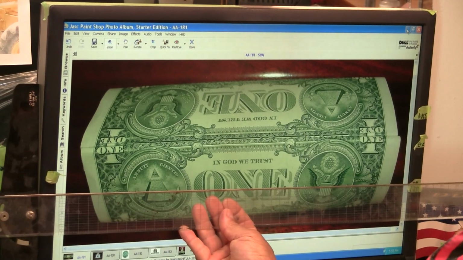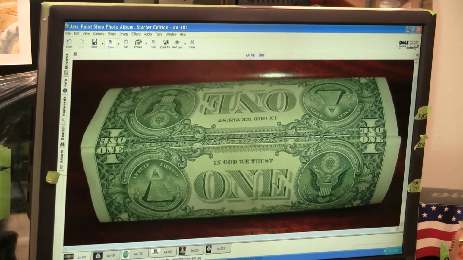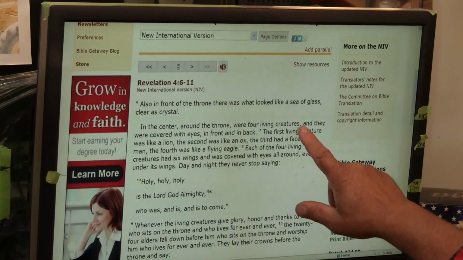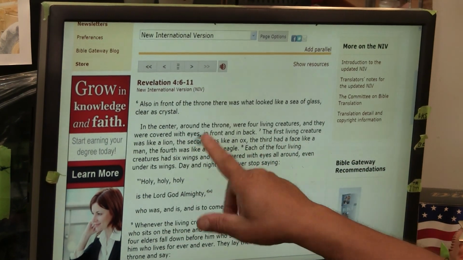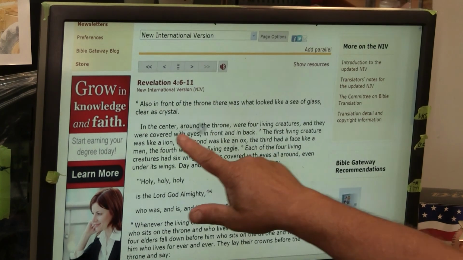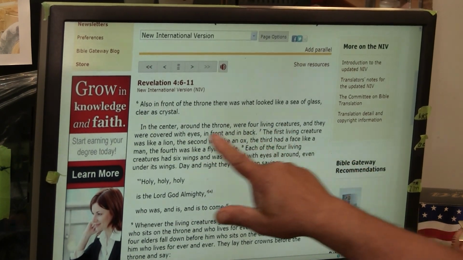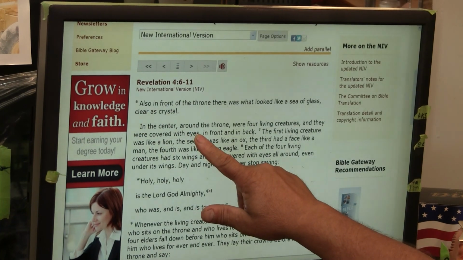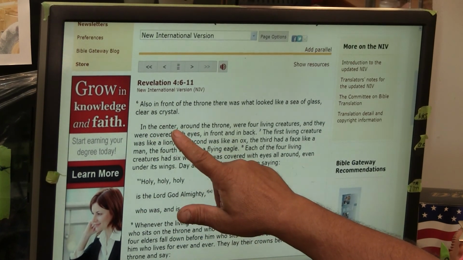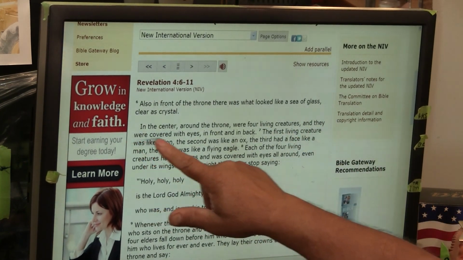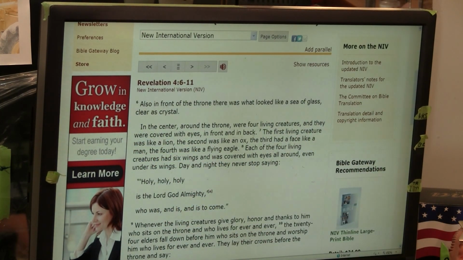So this is the center, and these are the representations of the 4 creatures, or living creatures, and they were covered with eyes. So in the center around the throne were 4 living creatures, and they were covered with eyes.